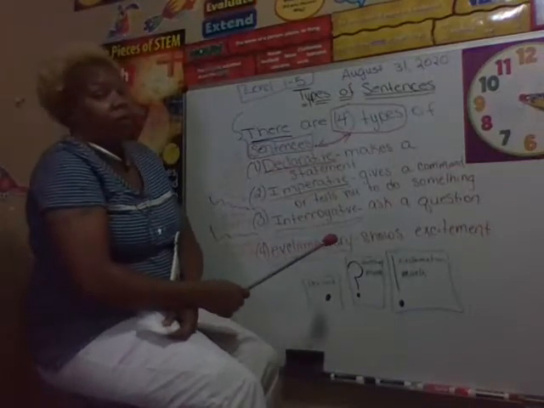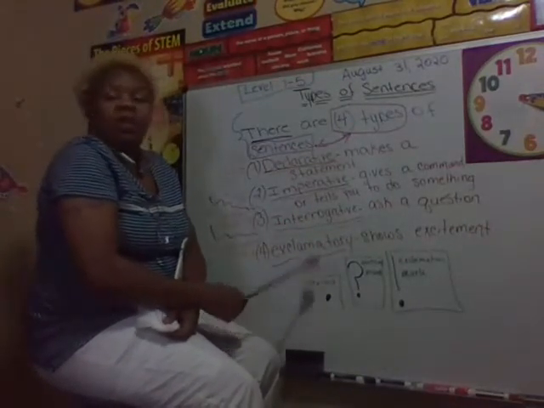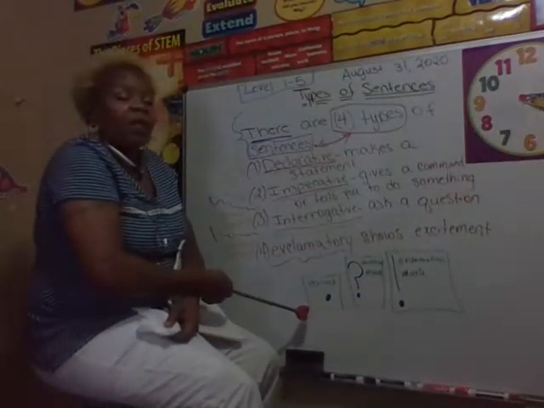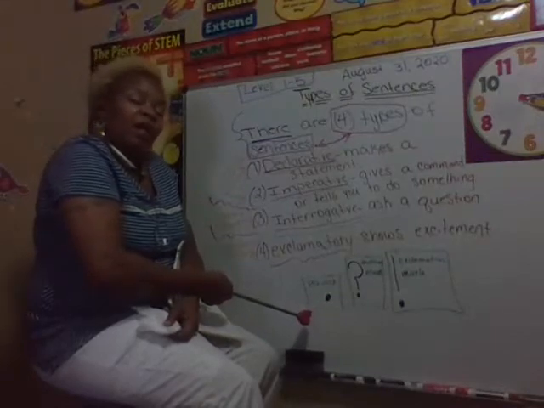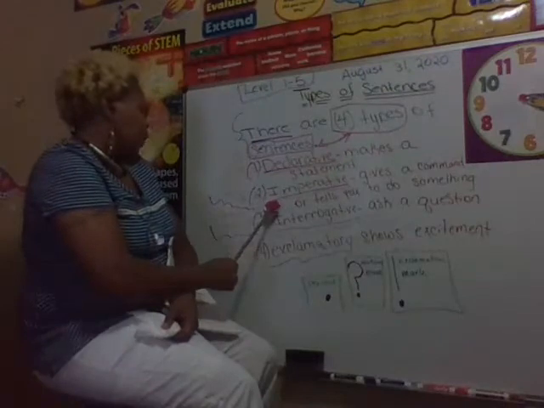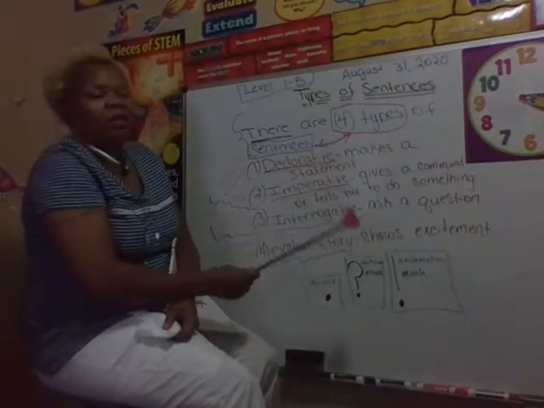I didn't interrogatively say it. I didn't show any excitement. I just told you my name was Joyce. So I made a statement. So that is with a period. Let's go to our next type of sentence and see what kind of punctuation mark it needs at the end. Imperative. Imperative sentence. Remember, the imperative sentence, it gives a command.